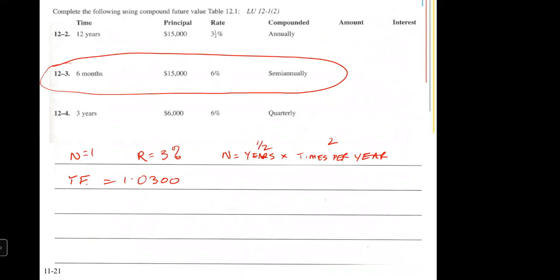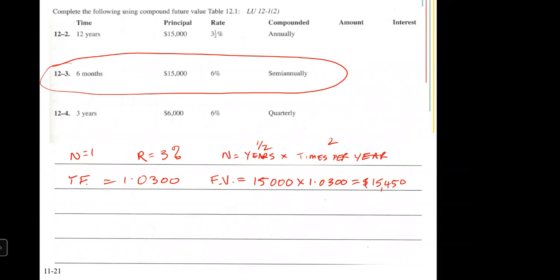We're going to multiply. Future value equals the principal, which is 15,000, times the 1.0300, which gives us how much? $15,450. So that's your compounded amount.